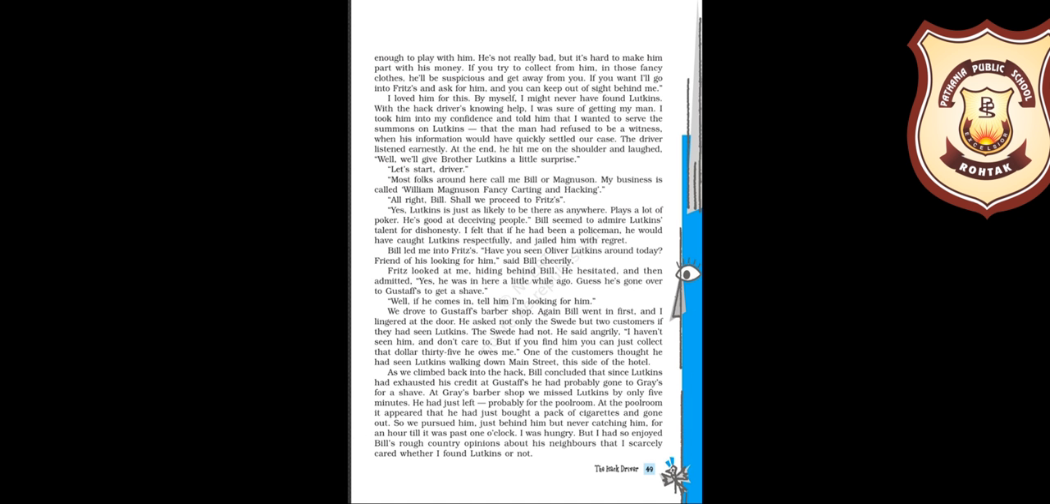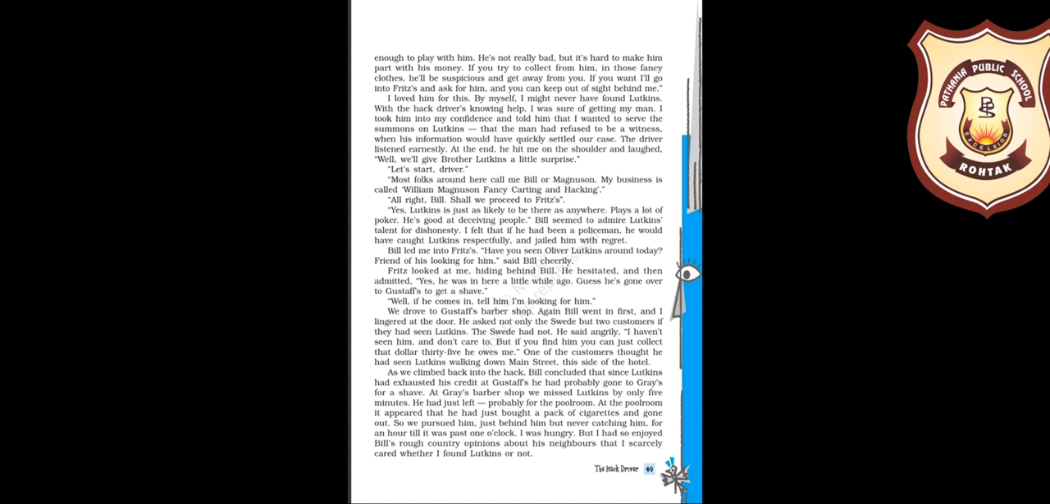By myself, I might never have found Lutkins, because he had already given up the idea that he alone could find Lutkins. With the hack driver's knowing help, I am sure of getting my man. And because the hack driver knew him very well, he was very sure that by the afternoon train he would be able to find his man, and take action to get that man and hand over the summons to him.